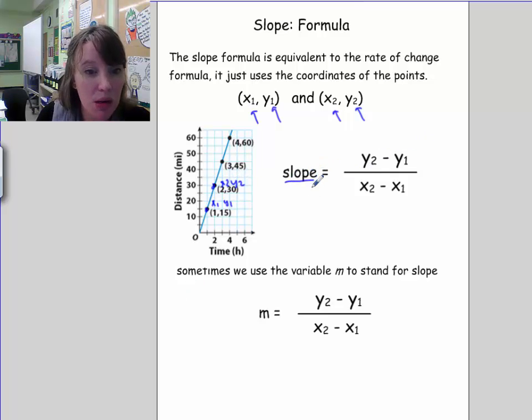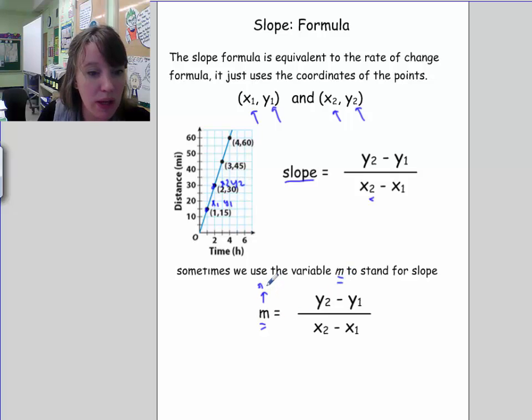Now the slope is going to be calculated as the difference between the y coordinates as a ratio to the difference between the x coordinates. So y sub 2 minus y sub 1 over x sub 2 minus x sub 1. And that's actually how you read this script here. It's a subscript. So we say x sub 2. Sometimes we refer to this formula as a variable m. So we say slope is equal to m.